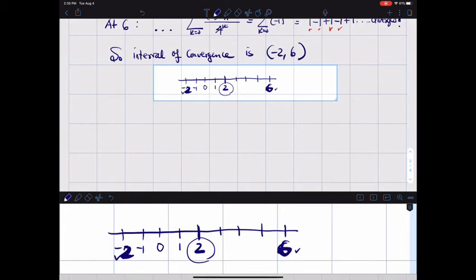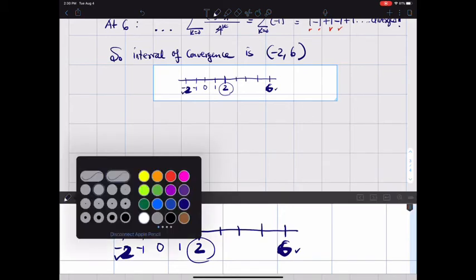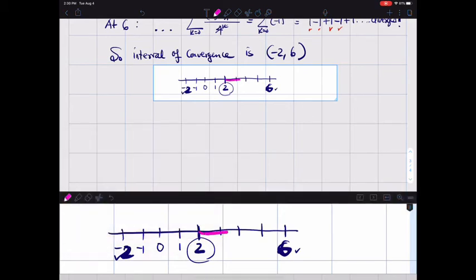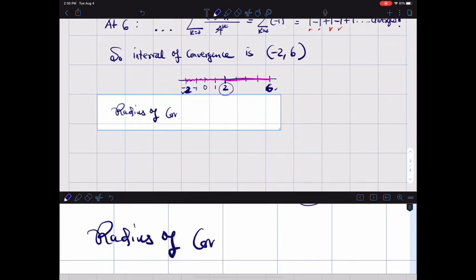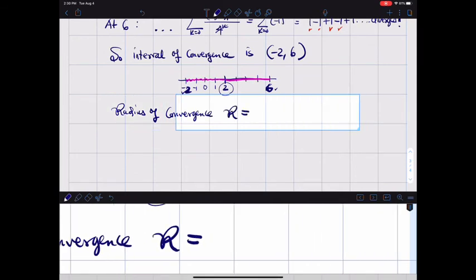What is the radius? The radius is the distance from the center to here, and the distance from the center to here. The two distances have to be the same thing. So the radius of convergence here, R, is equal to 4. Okay.